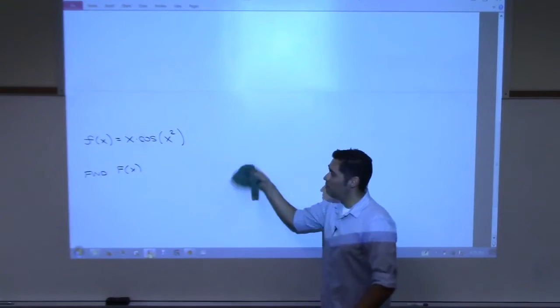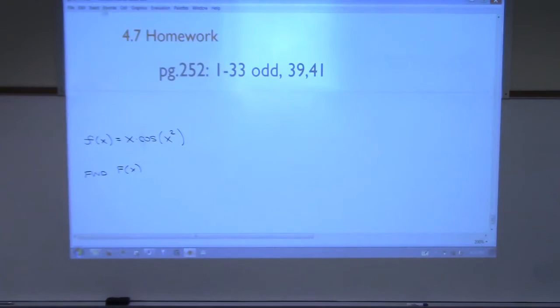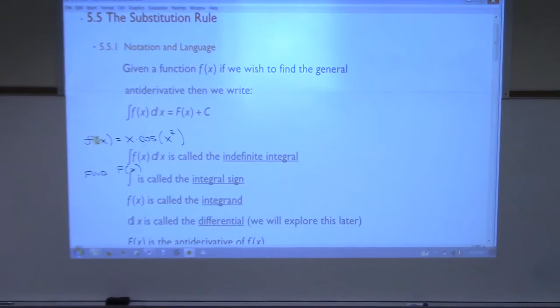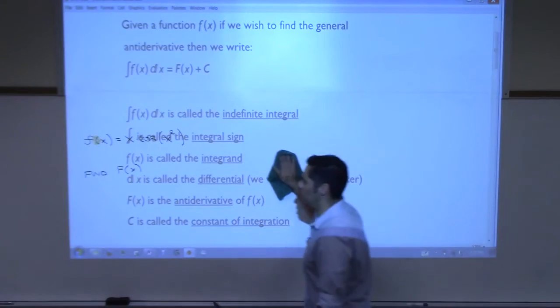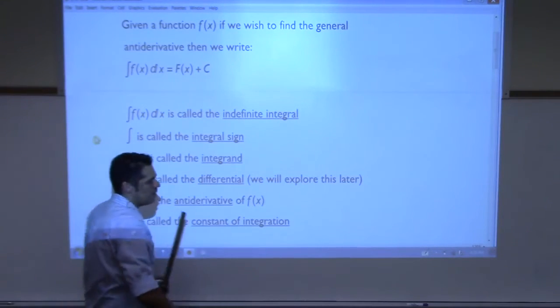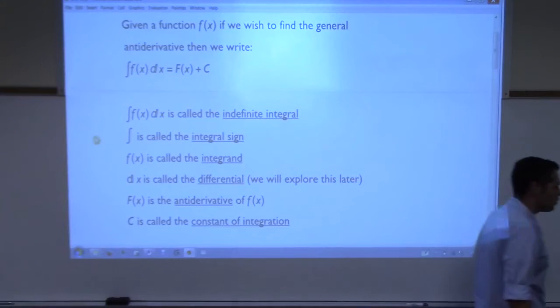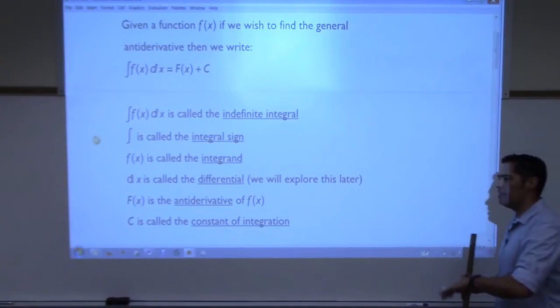So right now, we can't do that. And that's where this next rule comes in. It's called the substitution rule, or really it's a technique. It's called substitution. But before we actually do the substitution, we're going to get some language and some notation straight. It kind of gets tiring to sit there and tell someone over and over, hey, find the antiderivative.